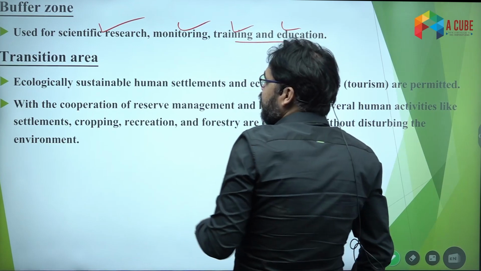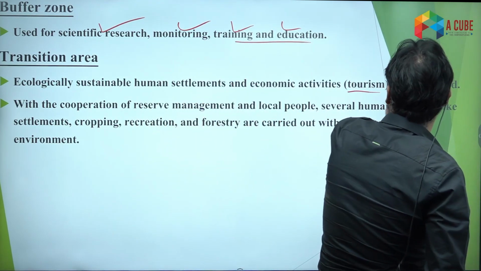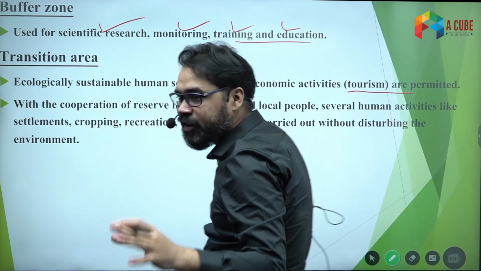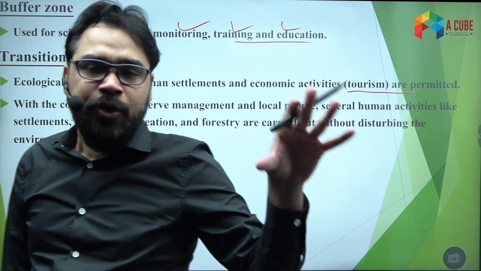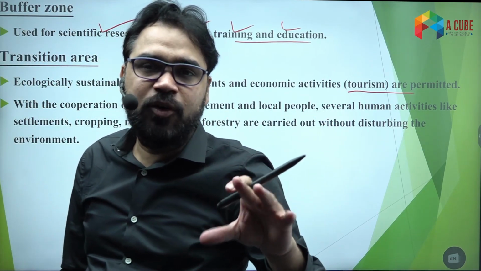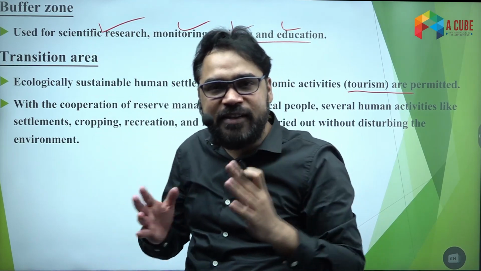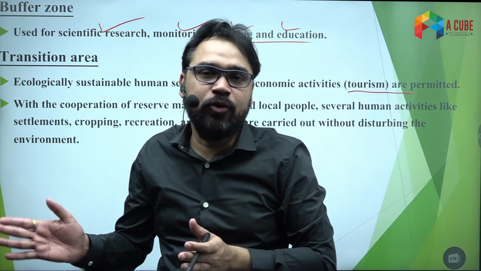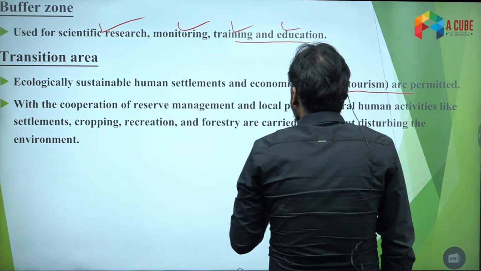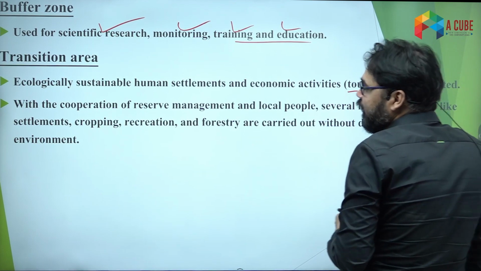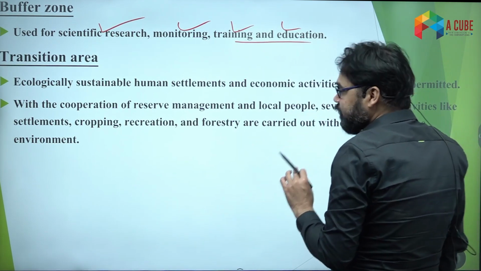In the transition area, ecologically sustainable human settlements and economic activities are permitted. The transition area is that particular area where you will find all those human settlements and tourist resorts, whenever people go for a jungle safari, etc. So, where exactly do you people go? You actually go to a transition area. With the cooperation of the reserve management and local people, several human activities like settlement, cropping, recreation and forestry are carried out without disturbing the environment.